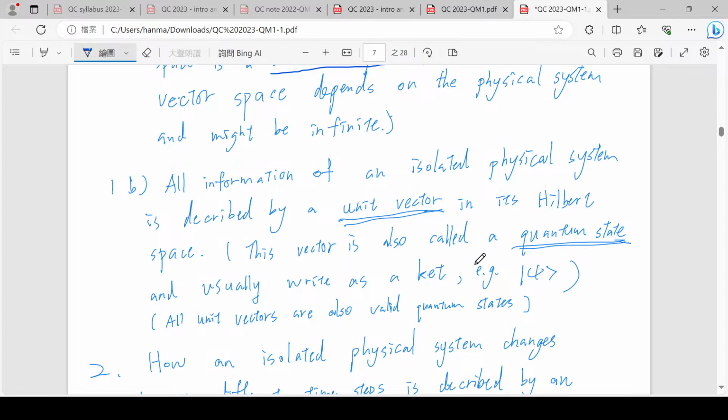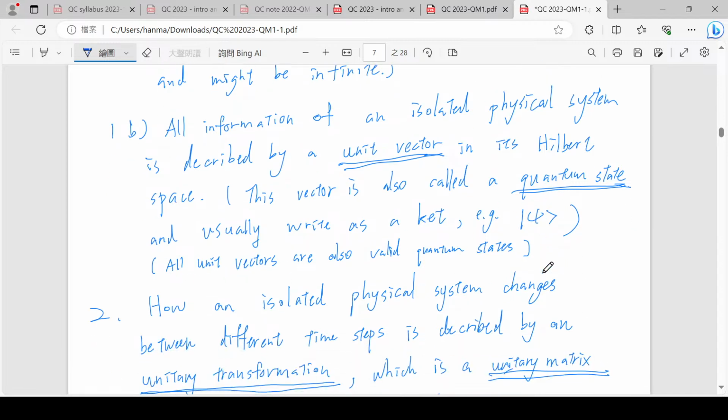This is quite important, as we'll see in an example maybe next class. And this vector we usually write in the bracket notation, as a ket vector. So usually we'll see this ket side. For us, mathematically, this is just a finite dimensional column vector. You can think of it as this.